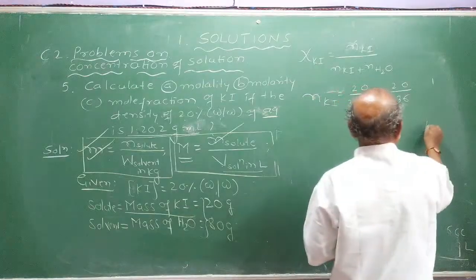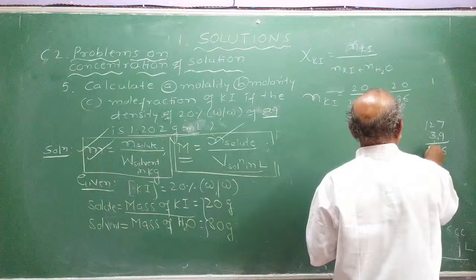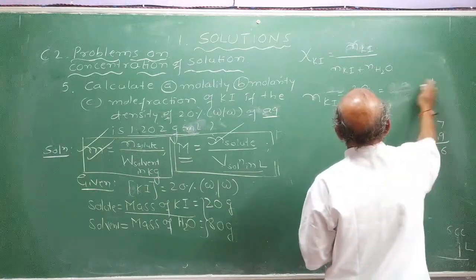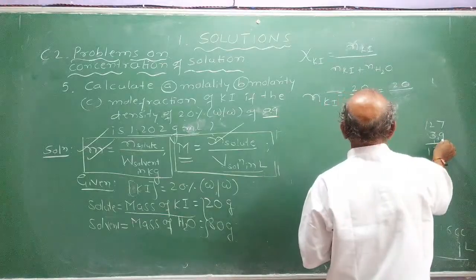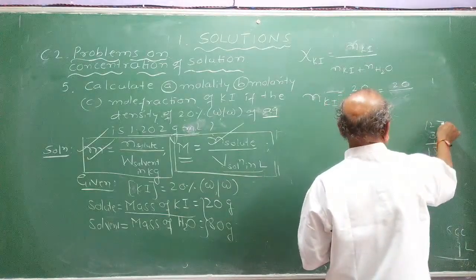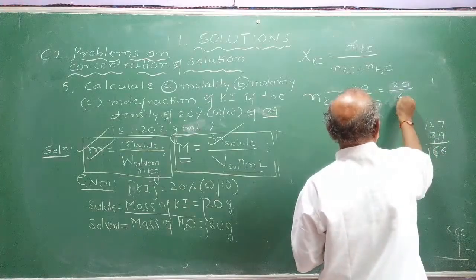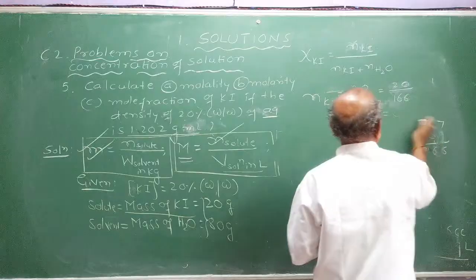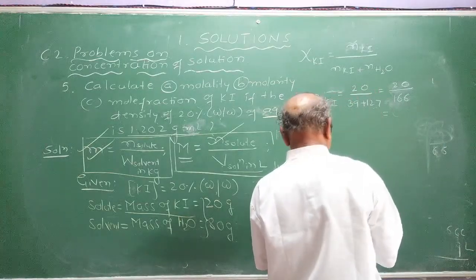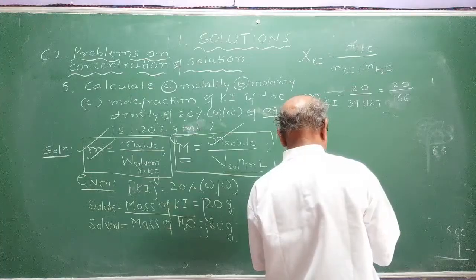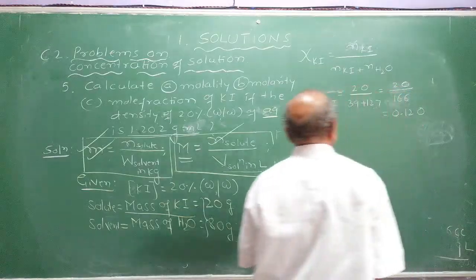Molecular weight, sorry. 127 plus 39. 9 plus 7 is 16, carry 1. 4 plus 2, 6. It is 166. So 20 divided by 166 gives you 0.120. Just now you got it.